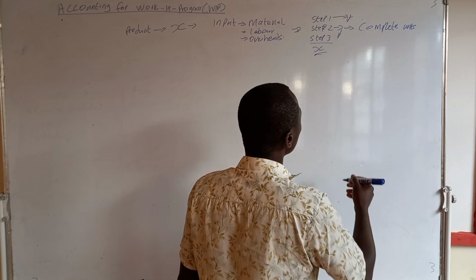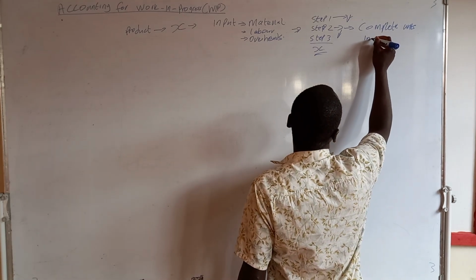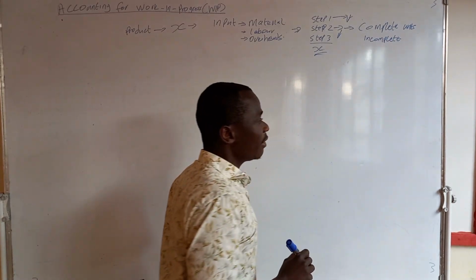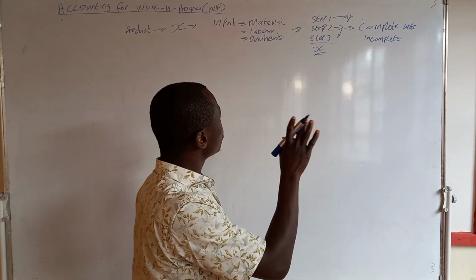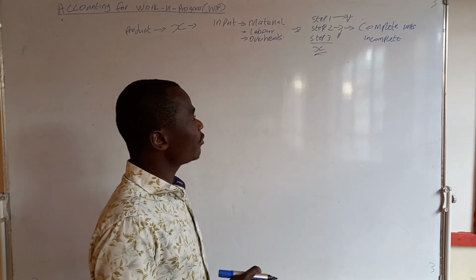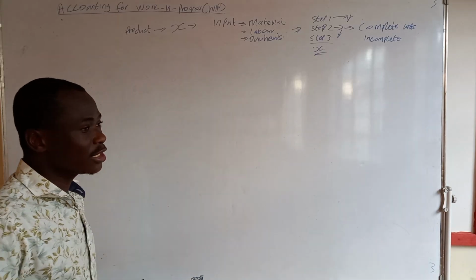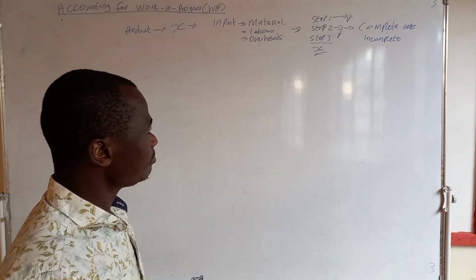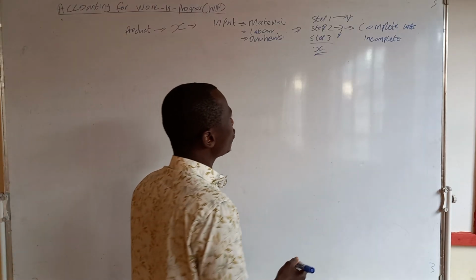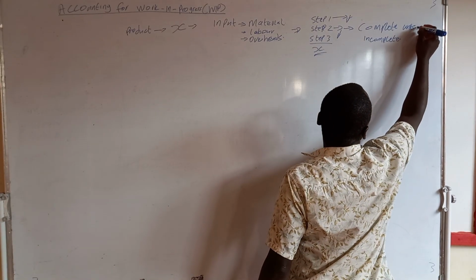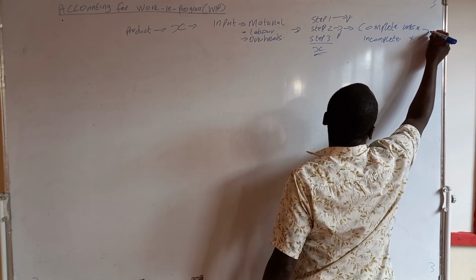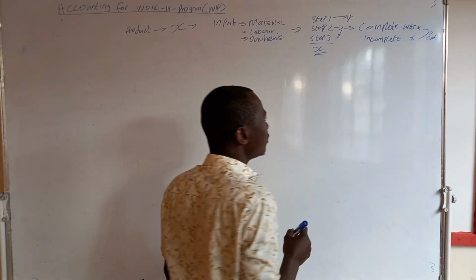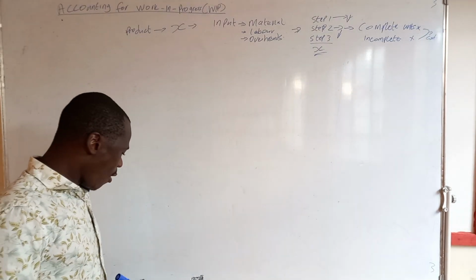Then there are some products which are incomplete. They have been worked on. The labor has been spent on them. Overhead has been spent on them. They have consumed materials, but they are not yet complete. Now, you want to account for these two products, this one and this one, to give you the cost at the end of your period.